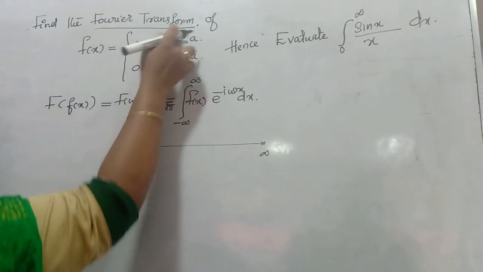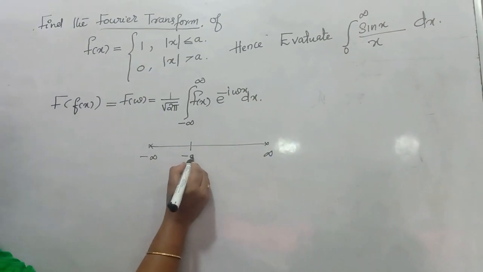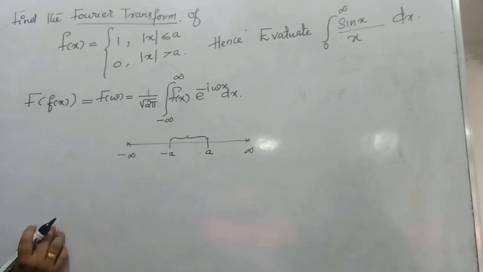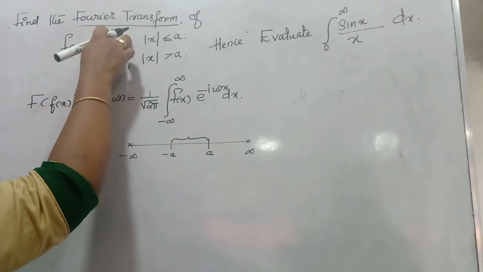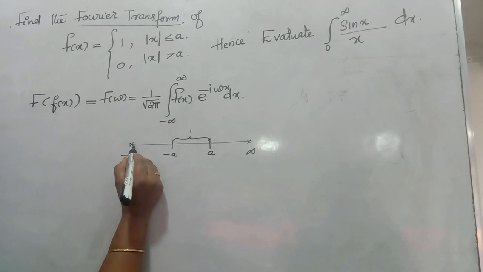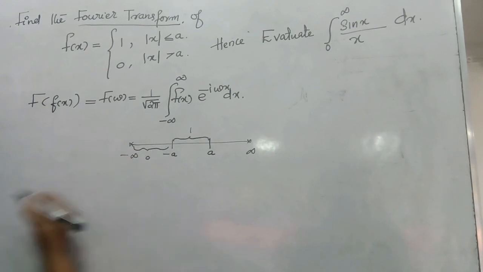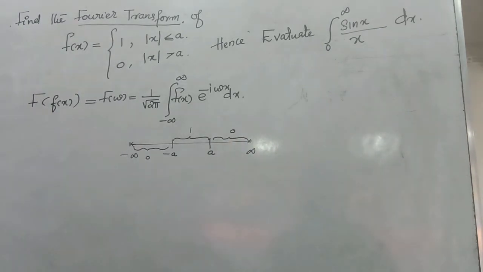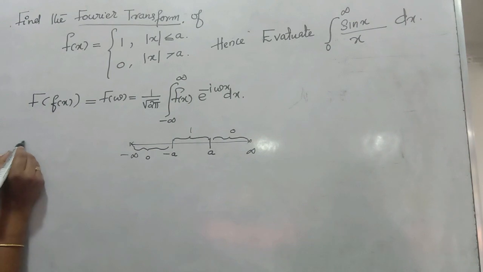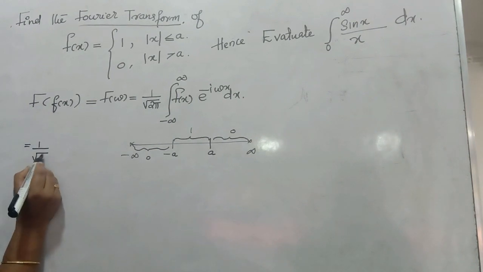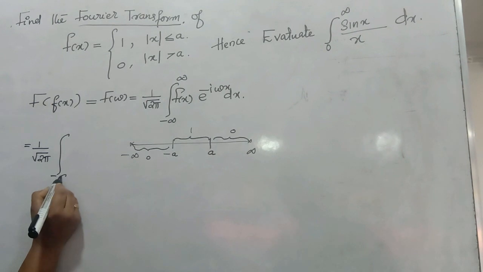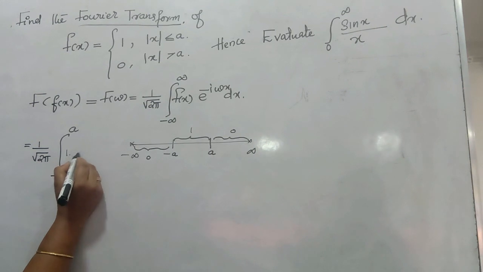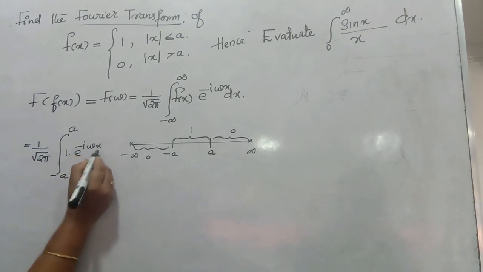That is, mod x less than or equal to a means x is in between minus a and plus a, right? So in this interval, the value of the function is 1. And in all other cases, from minus infinity to minus a and from a to infinity, the value of the function is 0. Okay, so this integral becomes 1 by root 2 pi integral from minus a to plus a, replacing f of x with the function 1, e raised to minus i omega x dx.